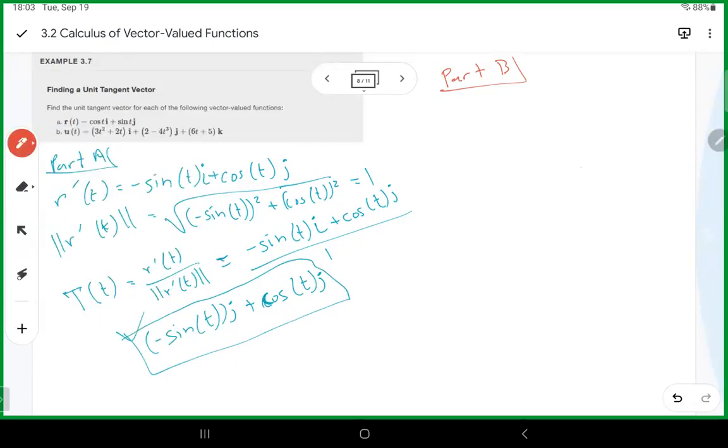Okay, so the next one, first thing we're gonna do, we're just gonna keep doing them in those steps. So we're gonna do u of t. So that's gonna give us 6t plus 2i minus 12t squared j plus 6k. All right, then we will find the next piece.